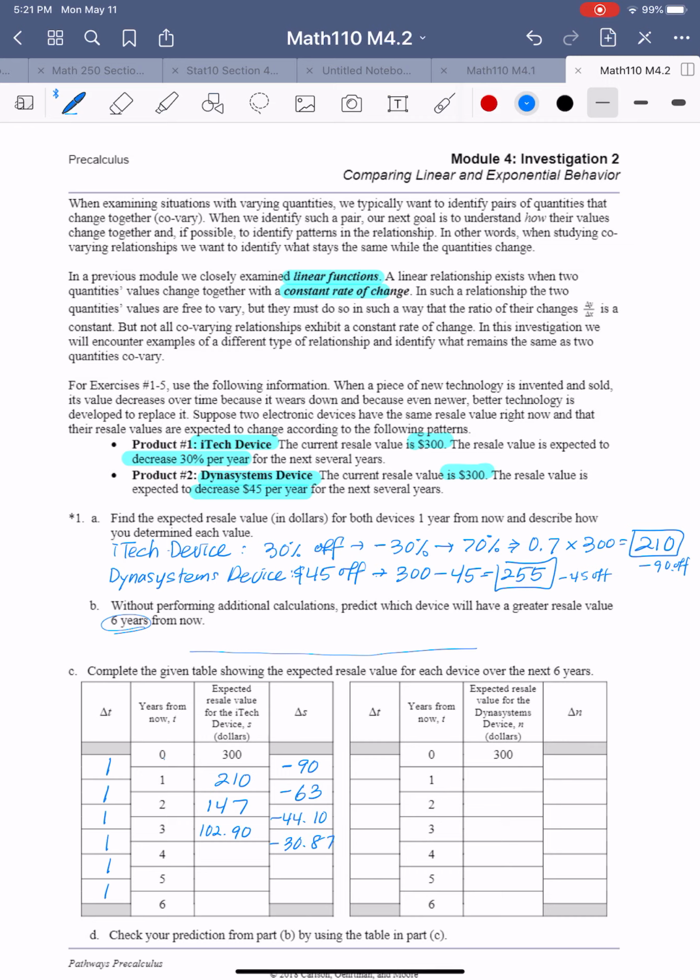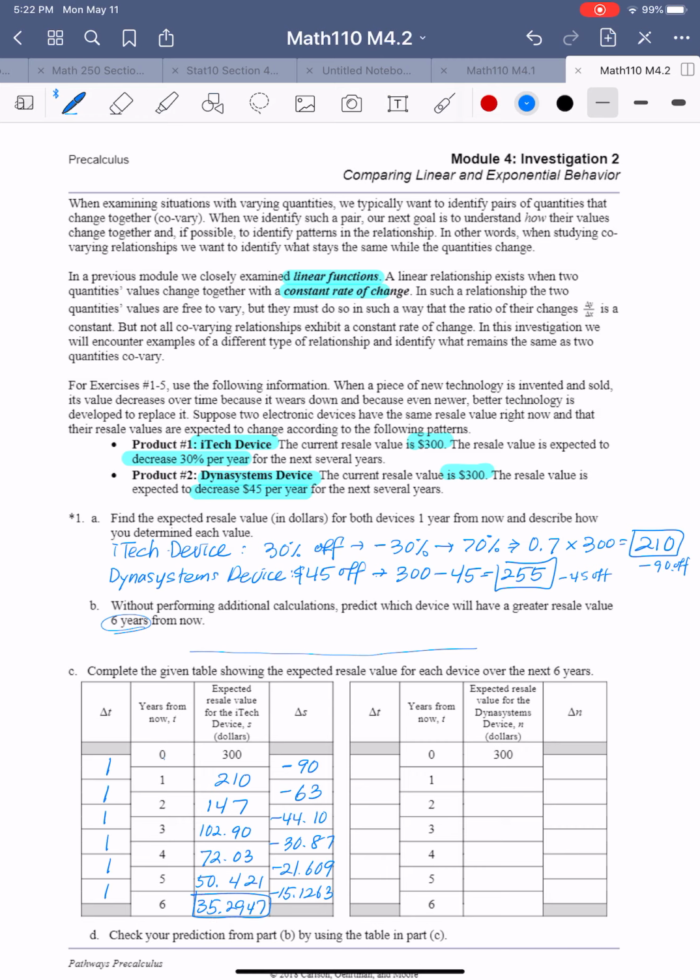Subtracting from 102.90 becomes $72.03. Another 30% off from $72.03 is $21.609, and subtracting from $72.03 becomes $50.421. Then another 30% off from $50.421 is $15.1263, and subtracting that from $50.421, in 6 years it becomes $35.2947.